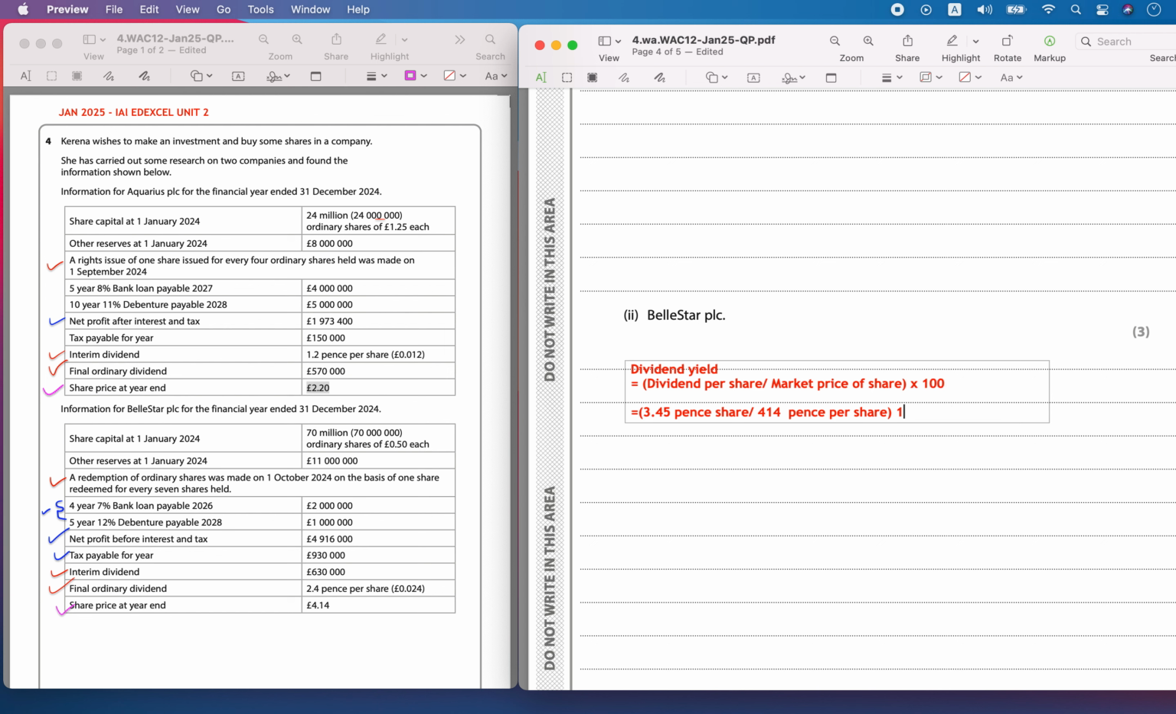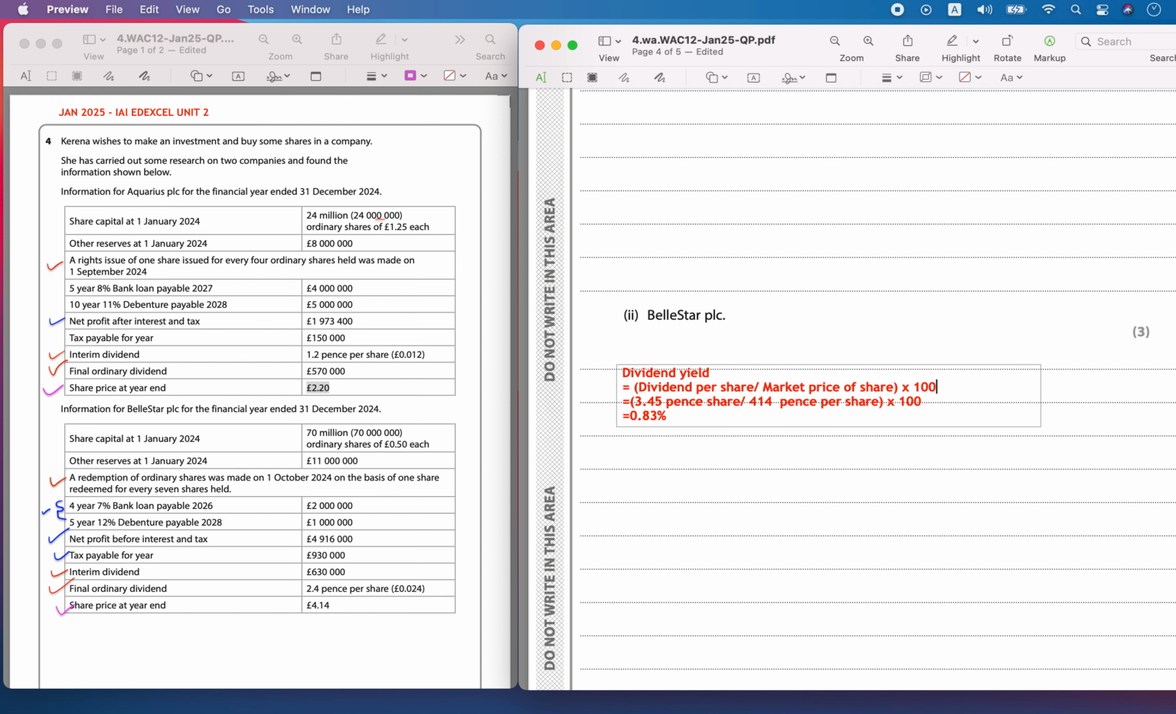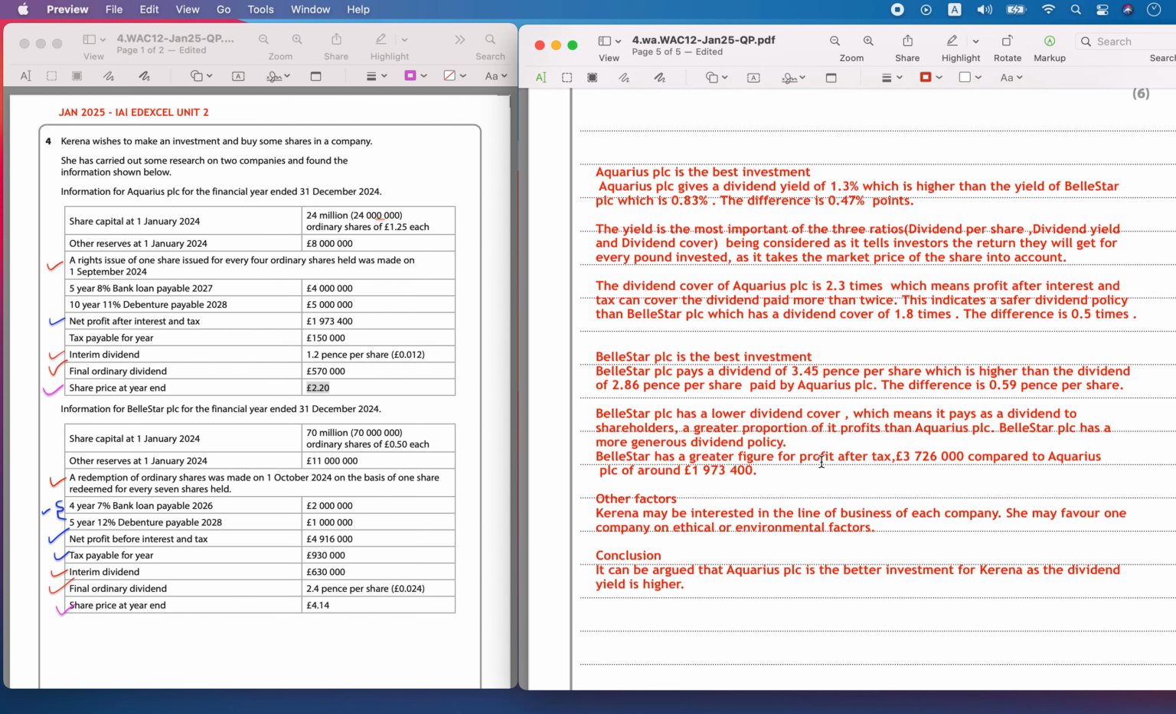That is equal to 0.83 percent. This is the dividend yield you get when you invest in this company.